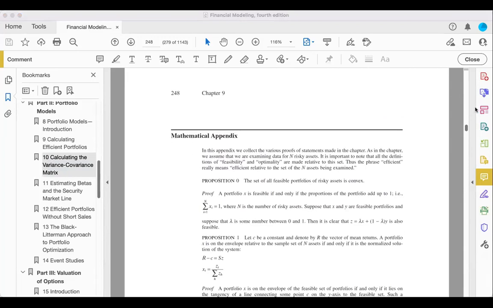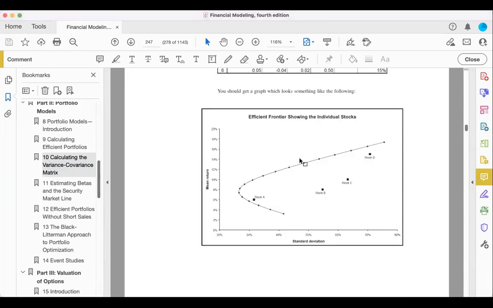So we should have something like this graph, right? Now we see here that stocks A, B, C, and D that are used to build the portfolios are within the envelope, which means that the set of all our portfolios is feasible, and that we can rely on these 4 stocks to build the efficient frontier, because all 4 of them are located within the envelope.